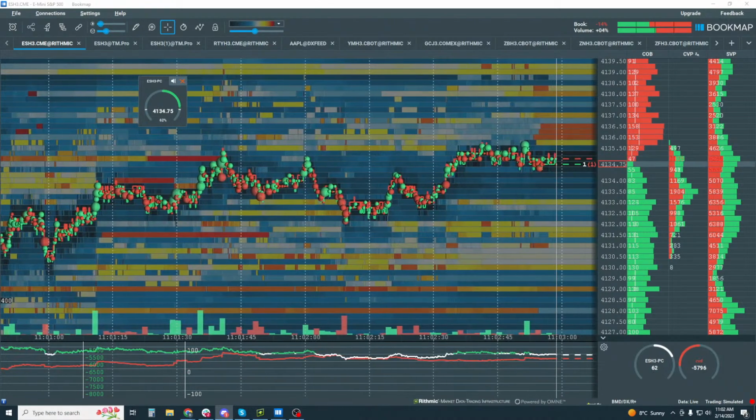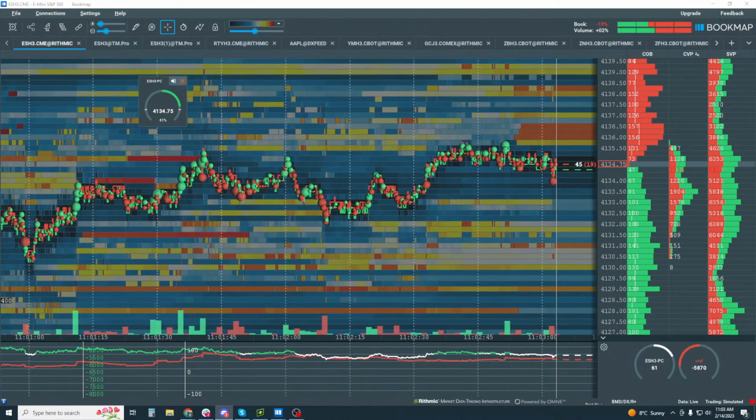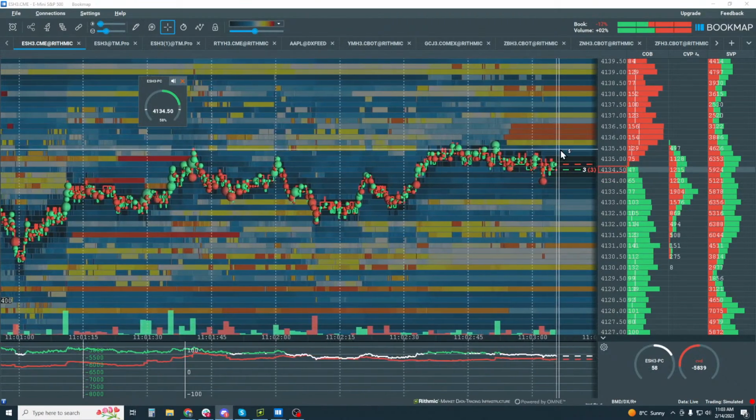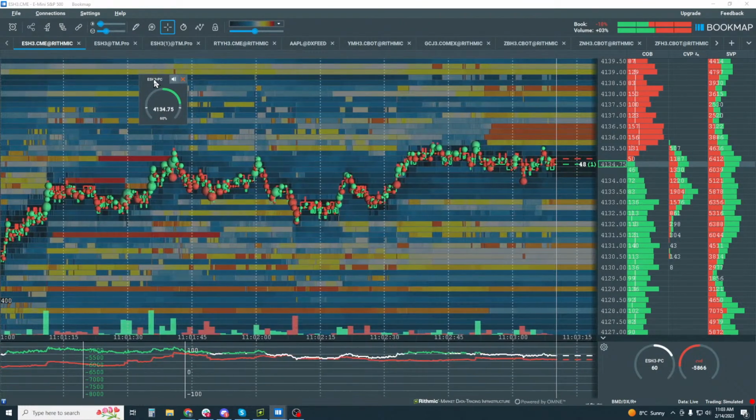Bill, the difference between Bookmap and the Thinkorswim platform is that there are a lot of add-ons in here. You just can't get them over there.